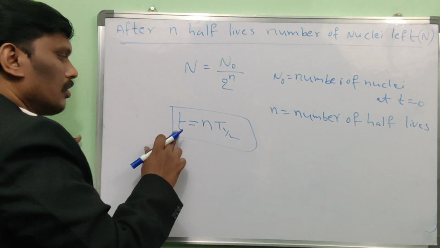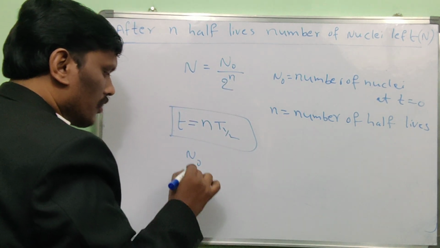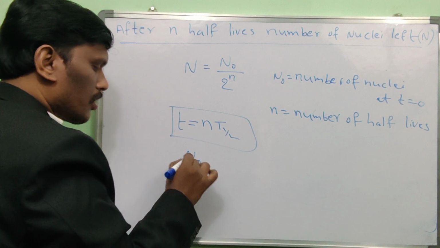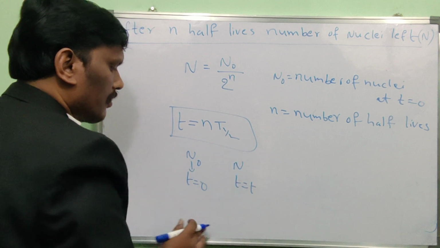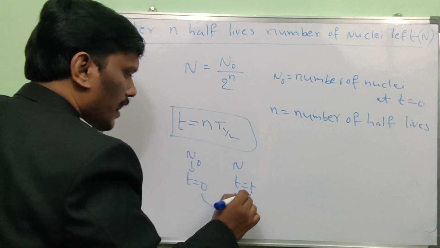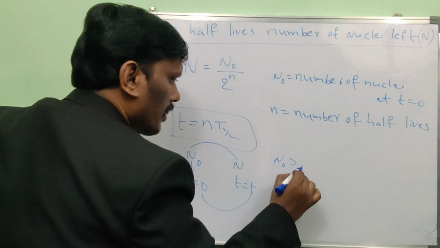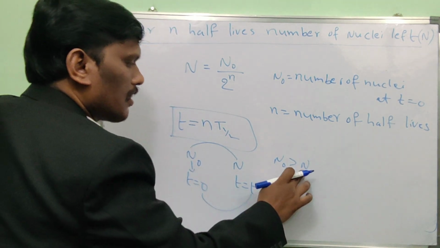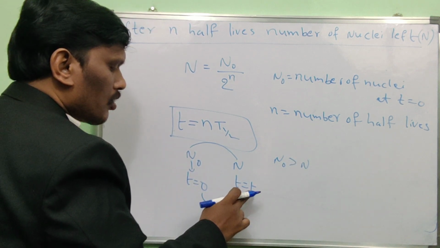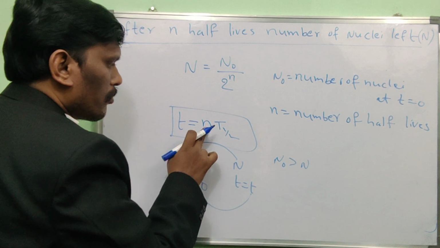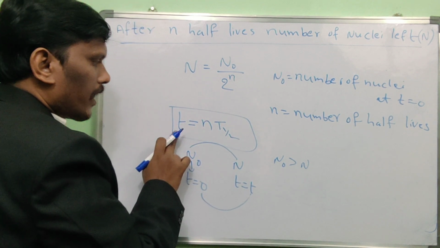What is this time? Initially at t is equal to 0, we have N0 number of nuclei, and after time t is equal to t, we have N. From 0 to t time, N0 changes to N. Here N0 is greater, N is small. That means this is the number of nuclei remaining after time t. So how to calculate this time? Number of half-lives into half-life. By multiplying these two, we are going to get time.